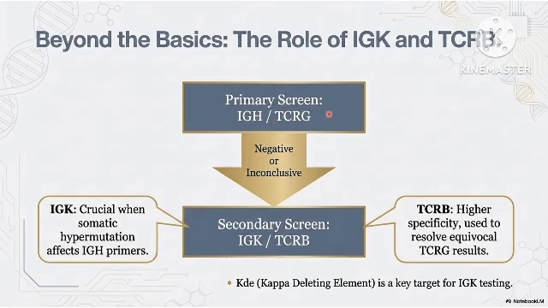So the primary screen always would be with IgH and TCR-g. If it is negative or inconclusive, you go for a secondary screen, which includes Ig kappa or TCR-b, depending on your diagnosis. Ig kappa is crucial when somatic hypermutation affects IgH primers. TCR beta has higher specificity. It is used only to resolve equivocal TCR-g results. If Ig kappa is also negative, you can use the kappa deleting element as a key target for IgK testing.